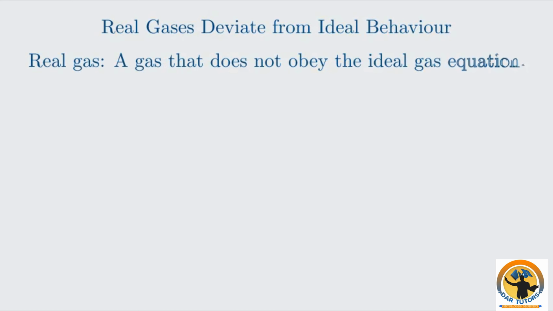No real gas behaves exactly as an ideal gas. Real gases deviate from ideal behavior, especially under certain conditions. A real gas is a gas that does not obey the ideal gas equation. A common misconception is that gases are divided into real gases and ideal gases. All gases are real gases.